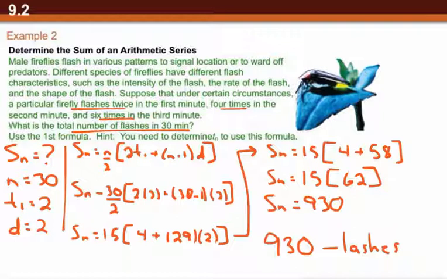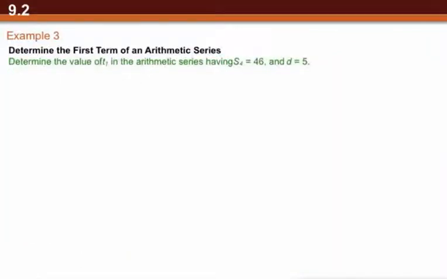One last example. This time we're finding n. We're given Sn is 46, d is 5, and I'm asking you to find n. But the key component here that's missing is n. Normally you'd see n for the sum, but I've shown you S4. So n is 4, d is 5, and T1. Which formula will we use? We'll use the first because d is given.